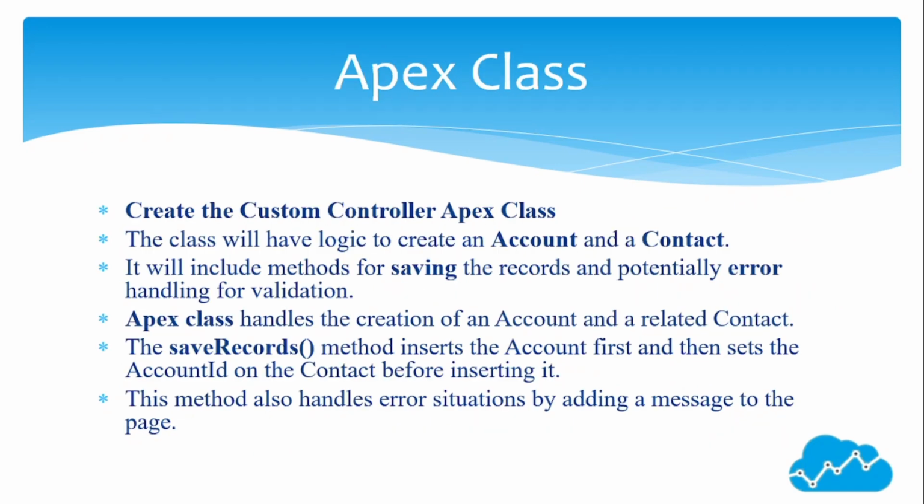We need to create an Apex class. Create the custom controller Apex class. The class will have logic to create an account and a contact. It will include methods for saving the records and potentially error handling for validation. The Apex class handles the creation of an account and a related contact. The save records method inserts the account first and then sets the account ID on the contact before inserting it. This method also handles error situations by adding a message to the page.